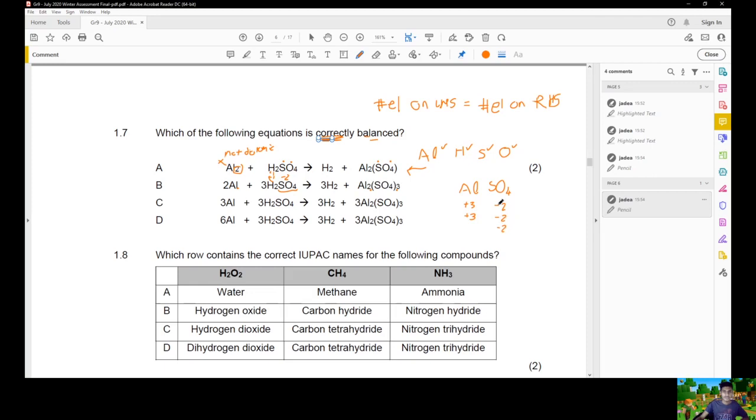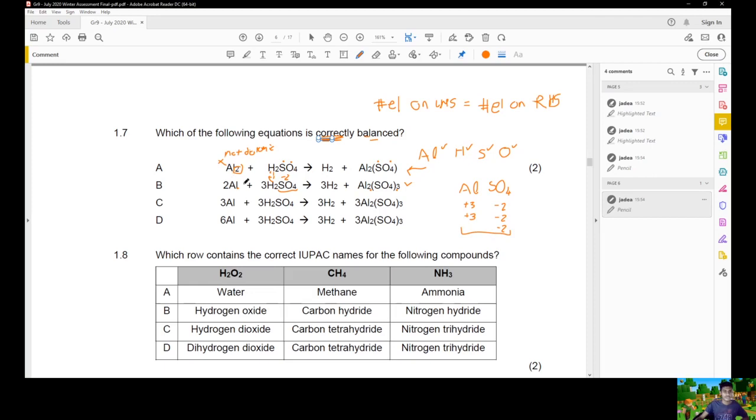And if you add all these valencies together, +3 plus 3 is +6. +6 minus 2 is 4, minus 2 is 2, minus 2 again is 0. That makes this compound neutral. So that formula is correct. Now to check the balancing.